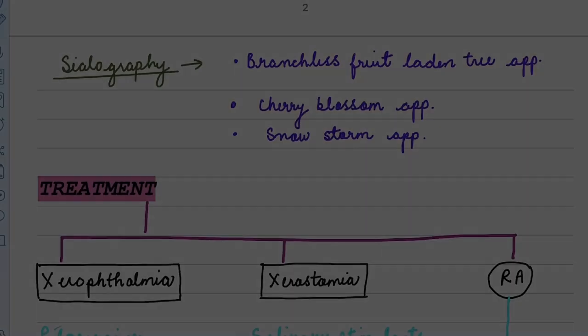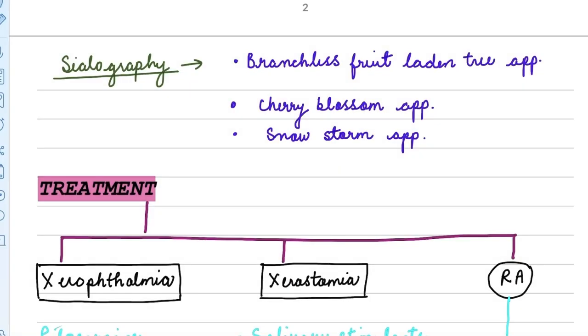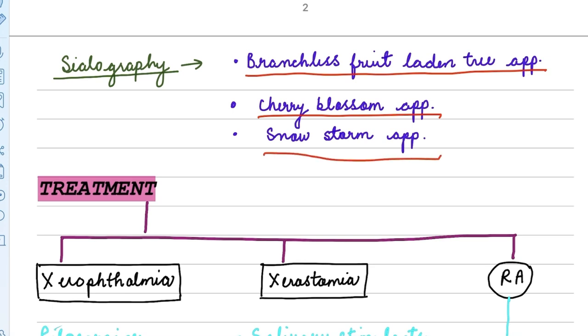Okay. Now we have sialography. What is sialography? Sialography is a radiographic examination of salivary glands, especially the parotid and submandibular gland. In this sialography, we inject a contrast dye or contrast agent into a salivary gland duct, and then we take an X-ray image to visualize the ductal system. In Sjogren syndrome, when we visualize the X-ray, there is a branchless fruit-laden tree appearance, cherry blossom appearance, and snowstorm appearance.